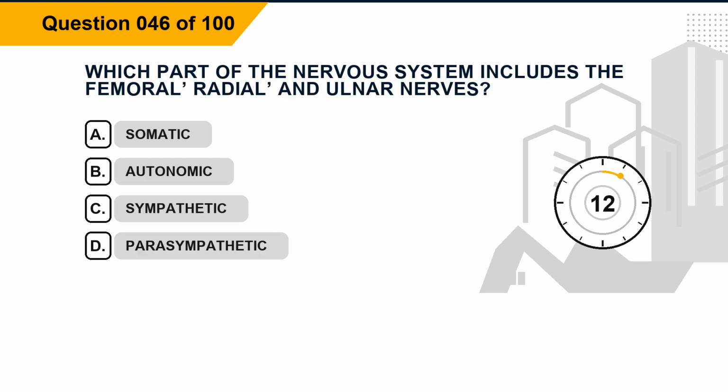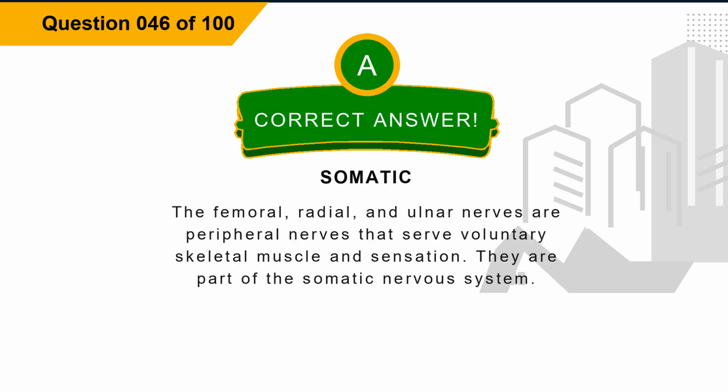Question 46. Which part of the nervous system includes the femoral, radial, and ulnar nerves? Option A, somatic. Option B, autonomic. Option C, sympathetic. Option D, parasympathetic. The correct answer is option A, somatic. Explanation. The femoral, radial, and ulnar nerves are peripheral nerves that serve voluntary skeletal muscle and sensation. They are part of the somatic nervous system.